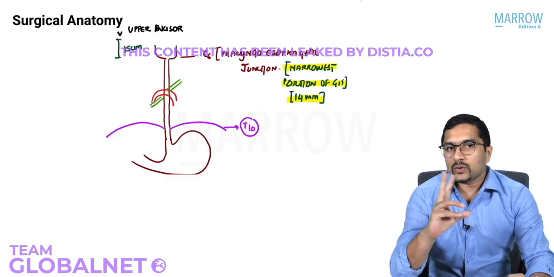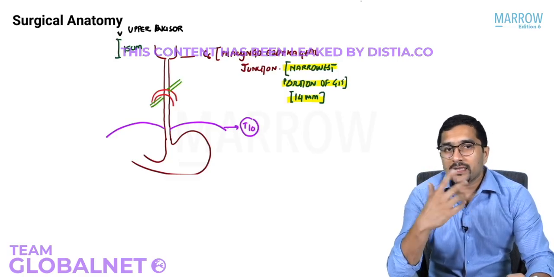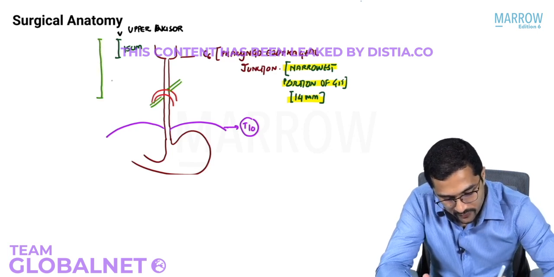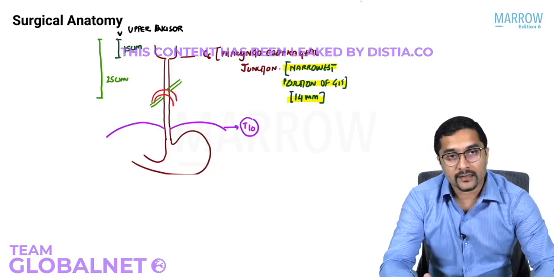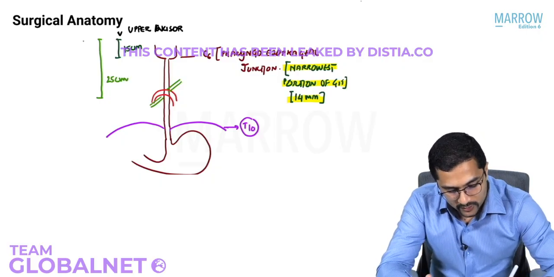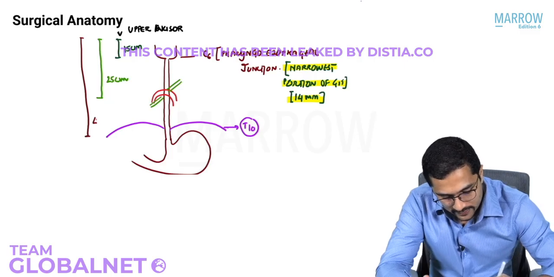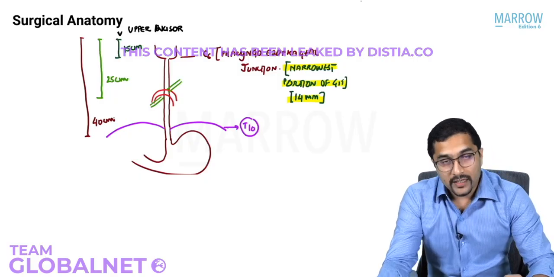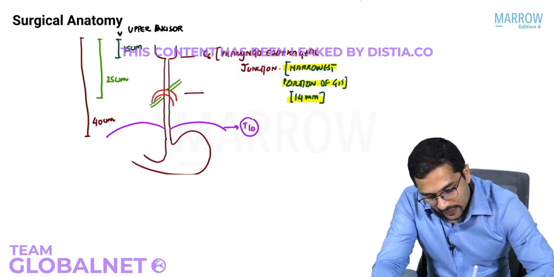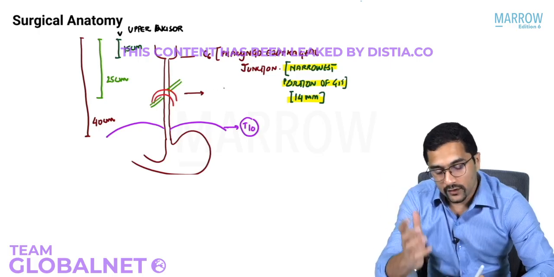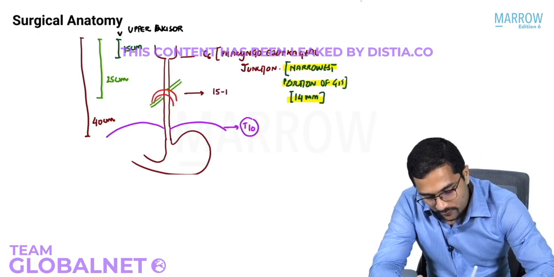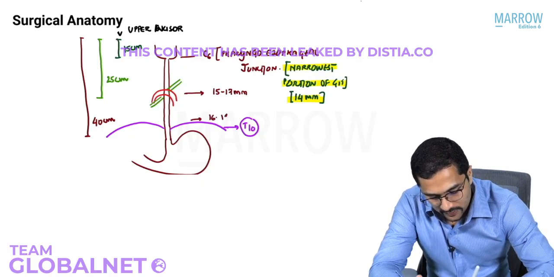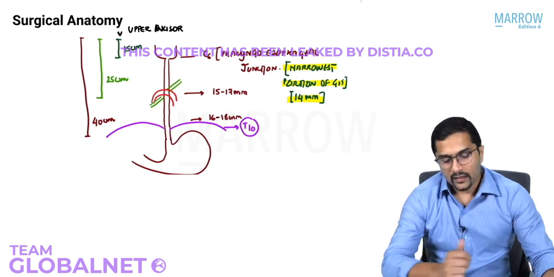The other constrictions are when the arch of aorta and the left mainstem bronchus cross the esophagus. Now in anatomy, these are 2 separate constrictions, but when we do endoscopy, they are counted as one, and this is 25 centimeters from the upper incisor. The third constriction is 40 centimeters from the upper incisor, and this is where the esophagus pierces the diaphragm. At the arch of aorta and the crossing of the left mainstem bronchus, the diameter is around 15 to 17 millimeters, and at the level of the diaphragm it is 16 to 18 millimeters.